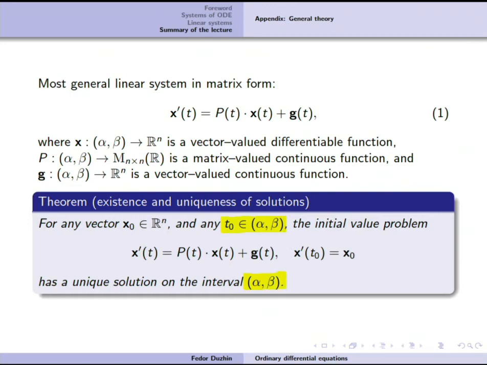The fact that it is on the same interval is true only because the system is linear. If the system is non-linear, then we still have existence and uniqueness of solutions, but the domain could be smaller.